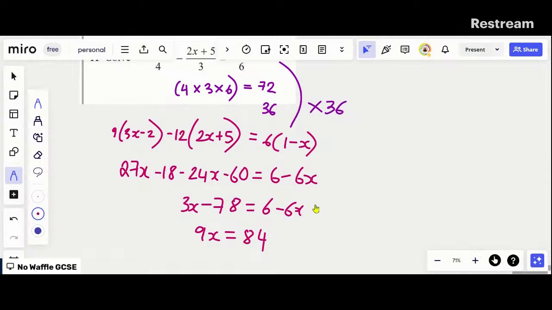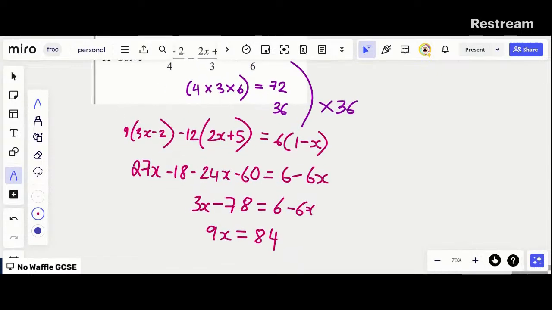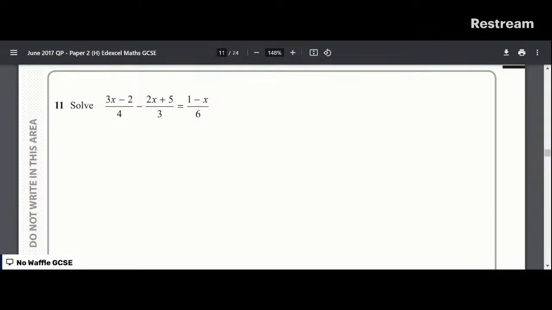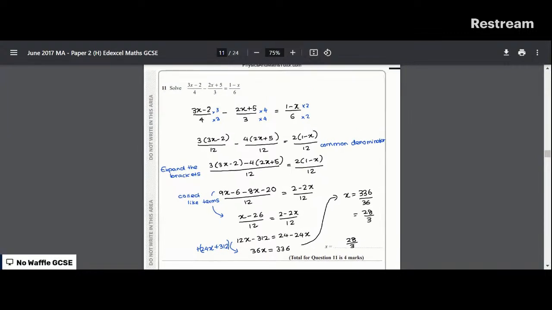Okay, so let me just double check everything. So that is one method of doing it, but another method of doing it is this method. So using the common denominator of 12 instead of 36. Yeah, that would probably be an easier way to do it. And then you can get the same answer. Yeah, the answer is 28 over 3. I must have made a mistake when we were doing this. Let me double check.